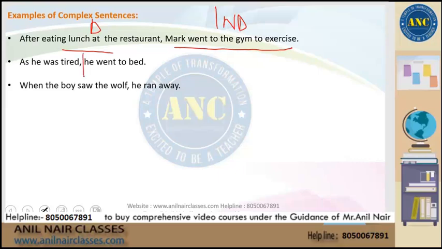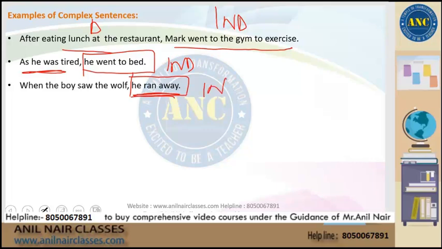As he was tired, he went to bed. Just look at the sentence. He went to bed makes complete sense. The action is complete. That is the independent clause. But what is the dependent clause here? As he was tired. Next, when the boy saw the wolf, he ran away. He ran away makes complete sense. That is the independent clause. And your dependent clause is, when the boy saw the wolf.